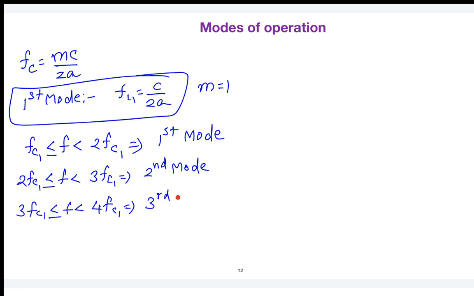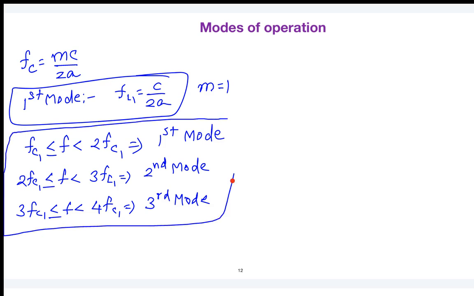Whatever I have discussed in the wavelength concept was just to give an idea that there is a group of frequencies, but the actual definition is different. As per frequencies, the first mode ranges from FC1 to 2FC1, and the second mode ranges from 2FC1 to 3FC1, and so on. Clear? Now, can you tell me what the wave angle is corresponding to that?